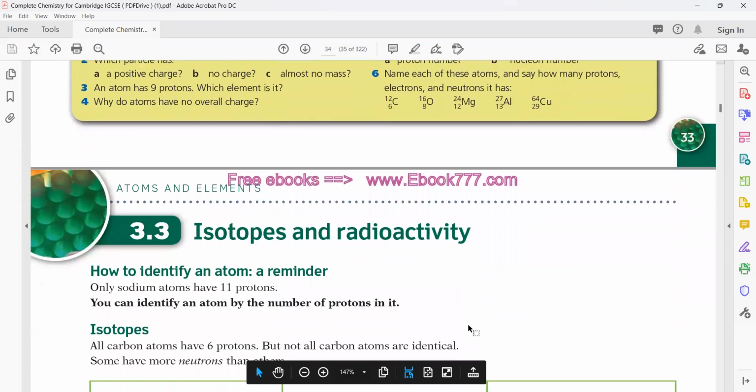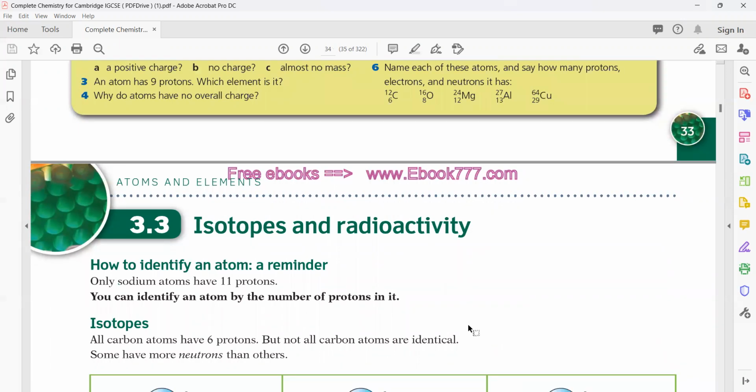Okay, now we move to the next topic. Very important part of the lesson. Mostly 2 to 3 marks. The examiner asks from this topic every year. Okay, so be attentive in this one. That is isotopes and radioactivity.